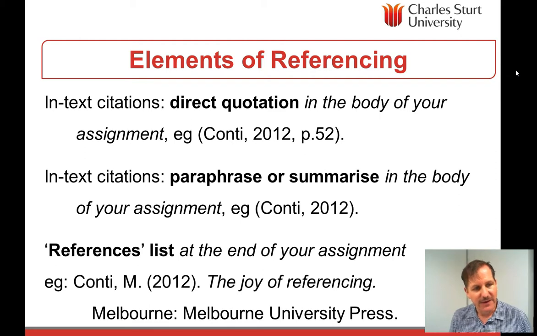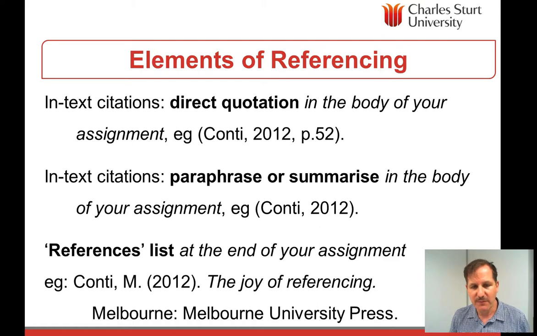So getting down to the nuts and bolts of referencing. What are the elements of referencing? In-text citations, and APA is an in-text referencing system. Other systems use footnotes, but APA uses brackets within the text. That's the main feature of the referencing system, plus a reference list at the end of the work. So in-text citations, you can either have a direct quotation in the body of the assignment, and this might be something like Conti 2012 page 52. So that's how you cite something that's directly quoted.